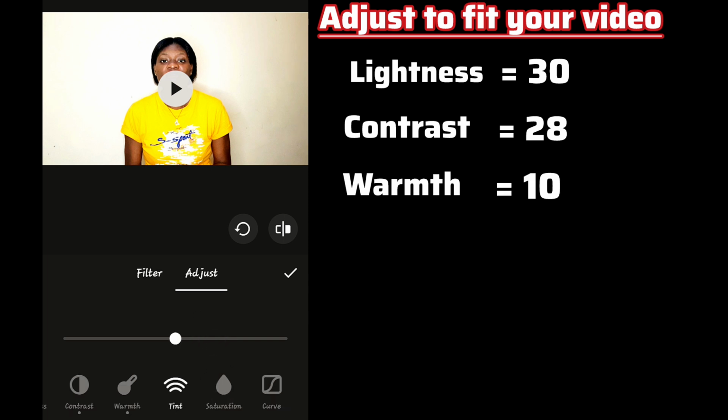So the next is tint. This adds a green or a pink tone to your video. I personally don't use this much, but if your video looks off color, you can play around with it to balance things out. You see, if I increase it, it changes the color. If I decrease it, see, pink, green, pink, green. Did you see that? But I'm not going to use it.